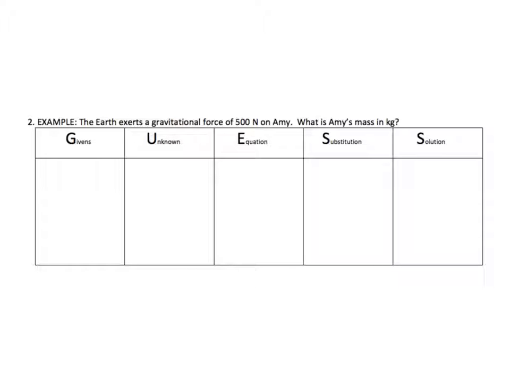In our second example, the Earth exerts a gravitational force of 500 newtons on Amy. What is Amy's mass in kilograms? So what we want to know is Amy's mass, so our unknown is m. So we know Fg, because that's the 500 newtons. We saw that newtons there, and that told us it's the force. And again, because it's the constant, the gravitational field strength on Earth is 9.8 newtons per kilogram. So those are our two knowns, our givens.